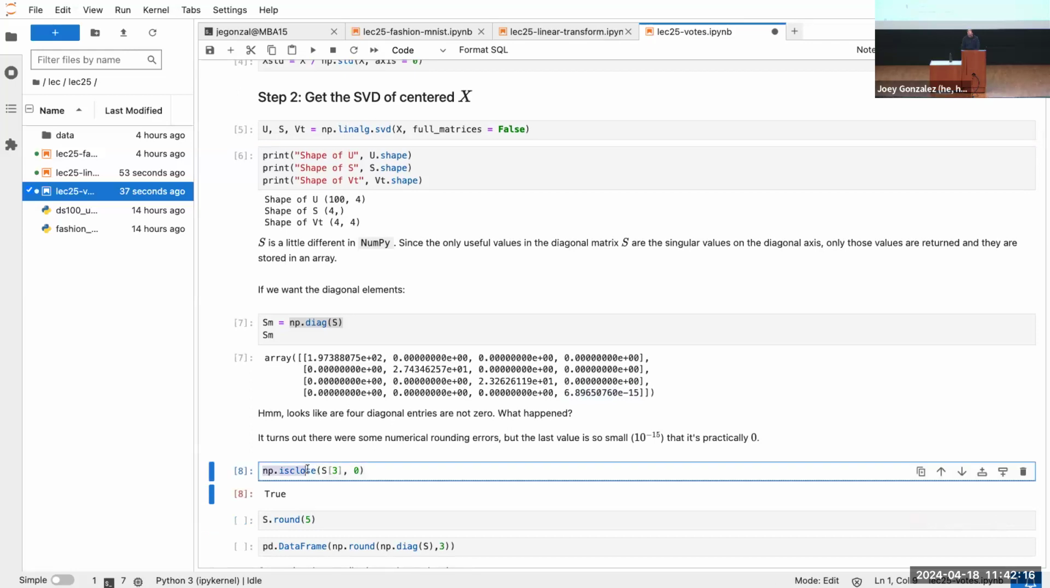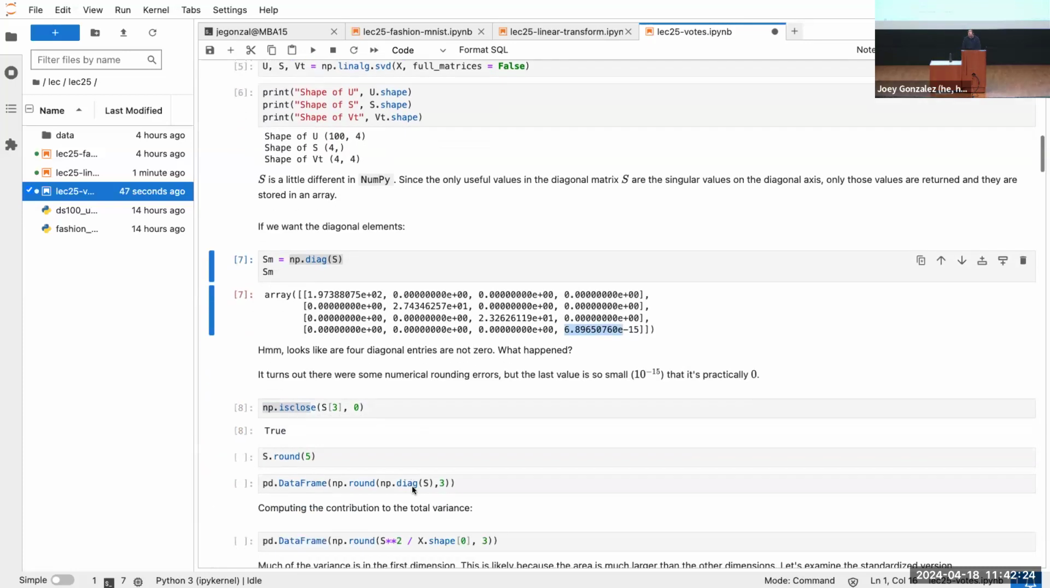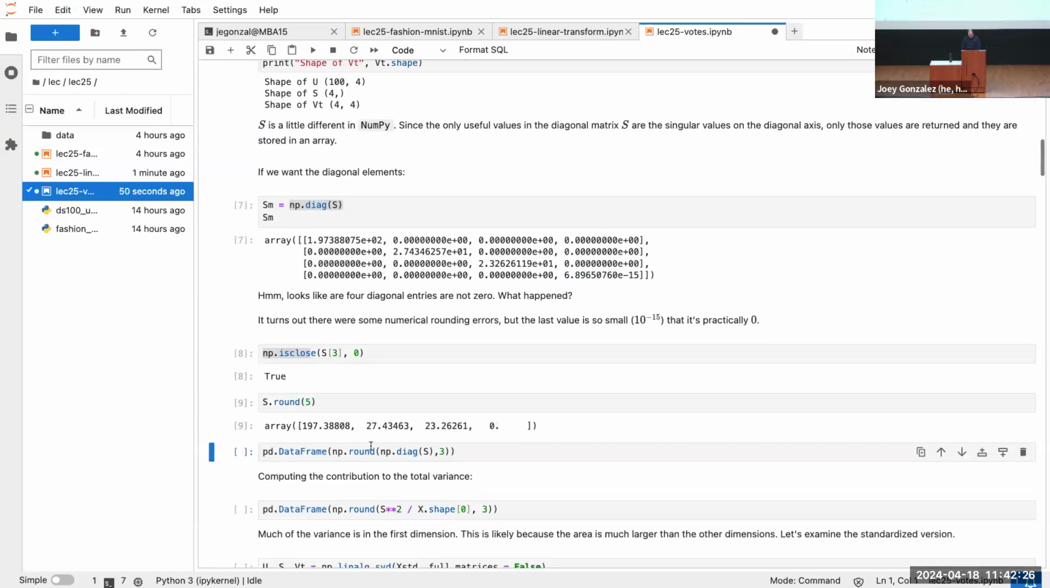NumPy has a function to test that. Floating point math is imperfect, so you'll get things that are basically 0, but not actually 0. So we can deal with that. If we round to 5 decimal points, and I look at just S, the original vector, these are the diagonal elements, you'll see that it is in fact 0. It is 0, again, because that matrix is rank 3, not rank 4, even though it has 4 dimensions.